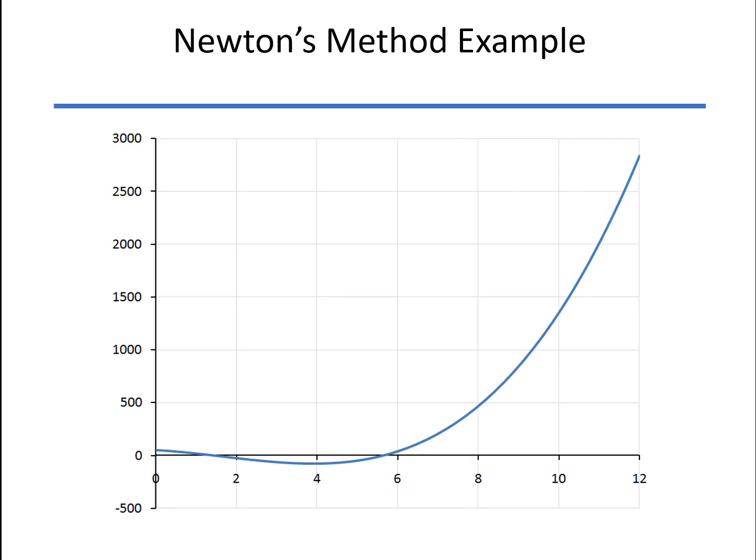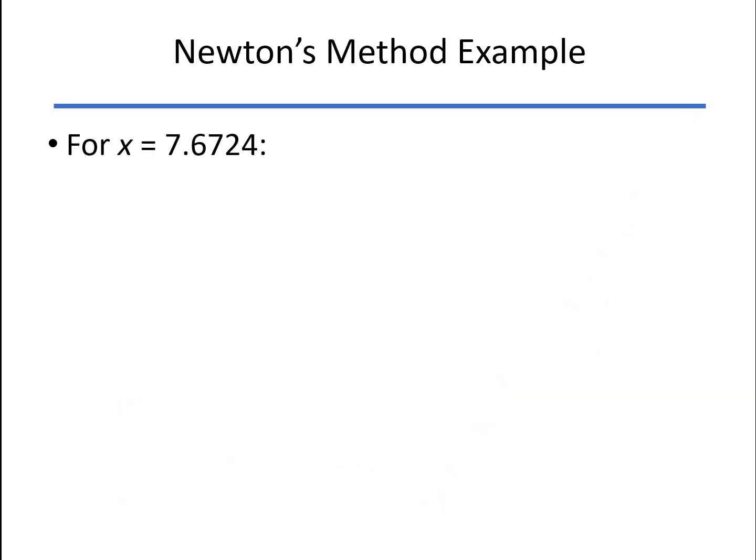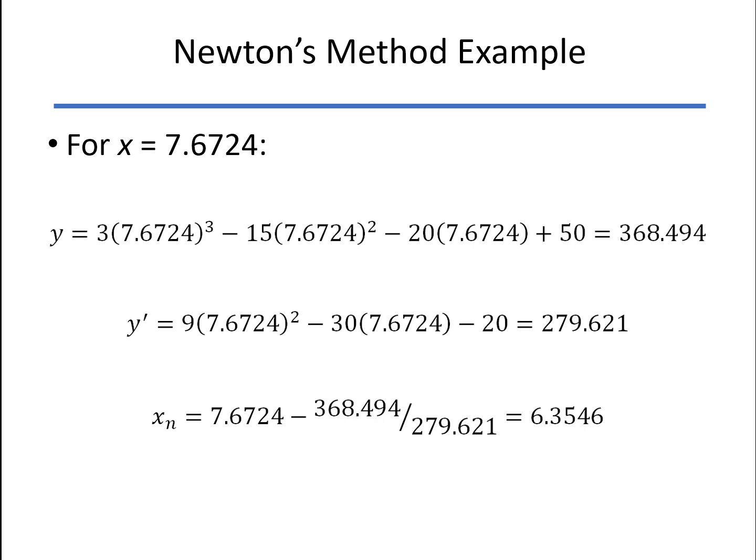Now let's show that. Here is the equation plotted. If our first guess was 10, we calculate y and y prime again. We project the line with the slope equal to y prime, and where that crosses the x-axis, that becomes our new guess value, 7.6724. One more step. Again, we calculate y. We calculate y prime based on this new value of x. We take that value of x and subtract y divided by the slope, and we come up with a value of 6.35. So that becomes our guess for the next iteration.